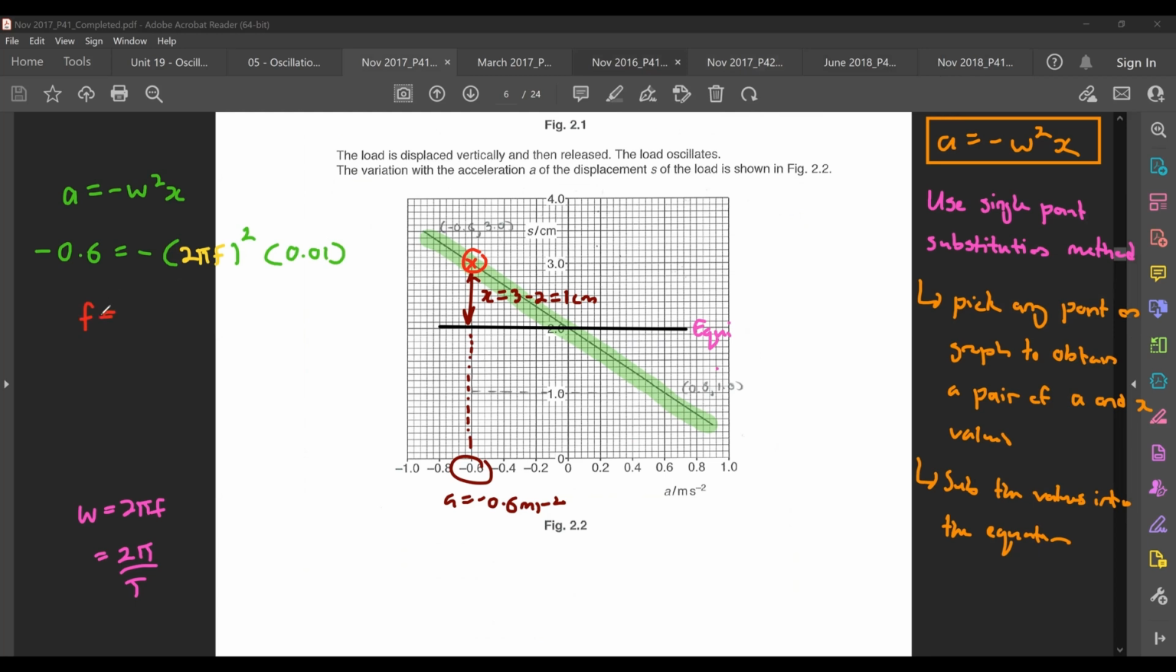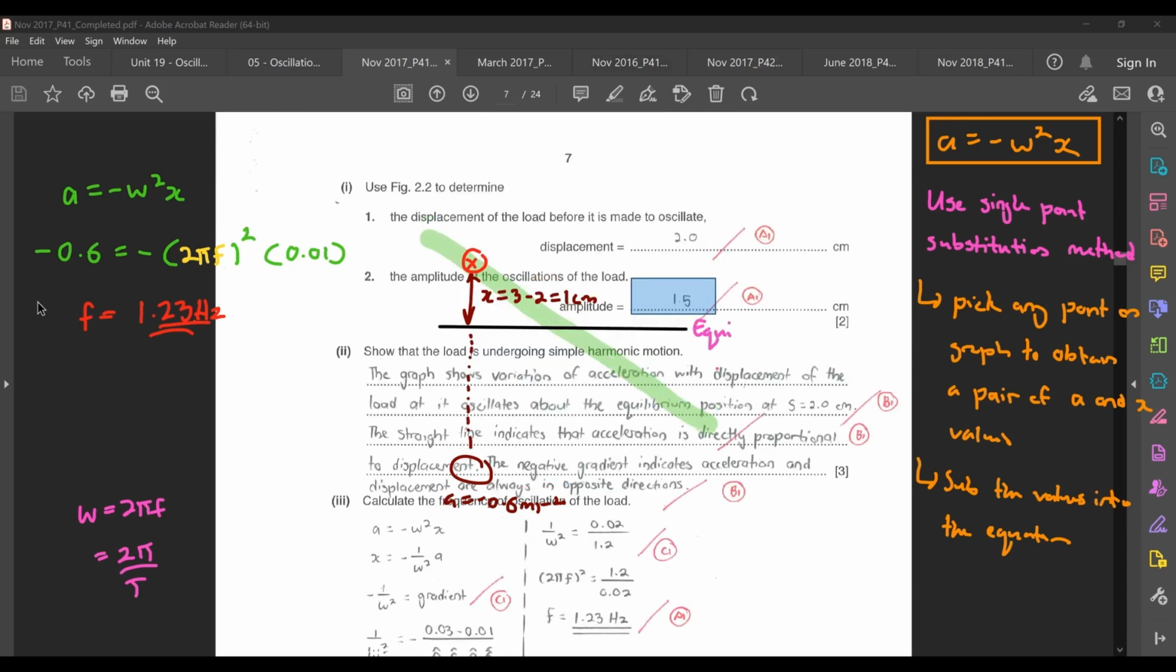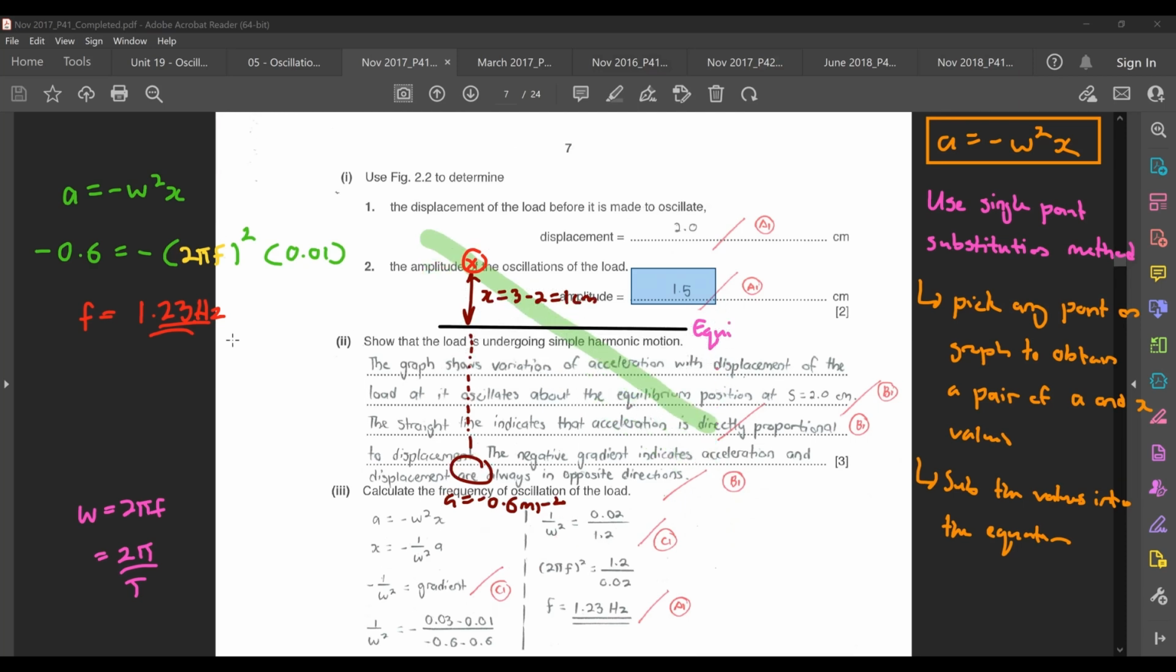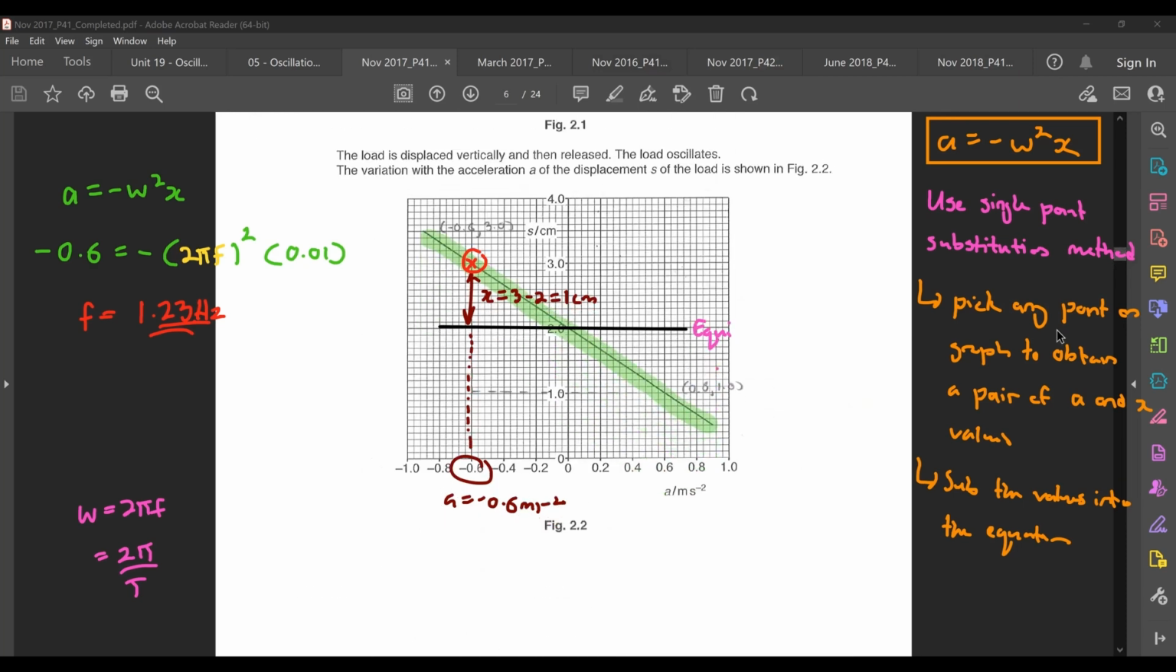Let me just calculate it out first. It's 0.6 divided by 0.01, divided by 4 pi squared, square root of your answer. You should be getting a frequency of 1.23 hertz. Yes, you will get the answer as 1.23 hertz. So you could pick this point here, or you could also pick your point at the amplitude position. All you need to do is make sure that you get the corresponding value of A as well as the corresponding value of your displacement.